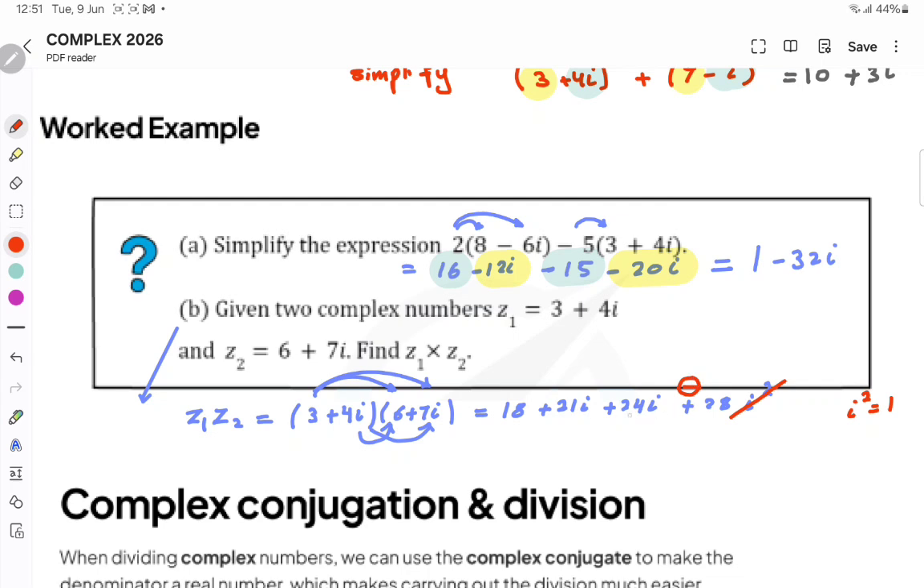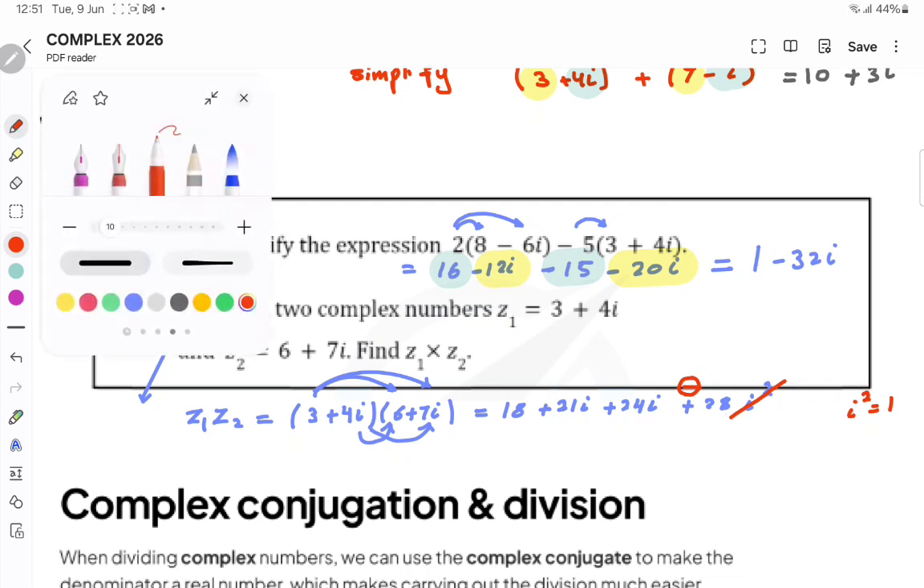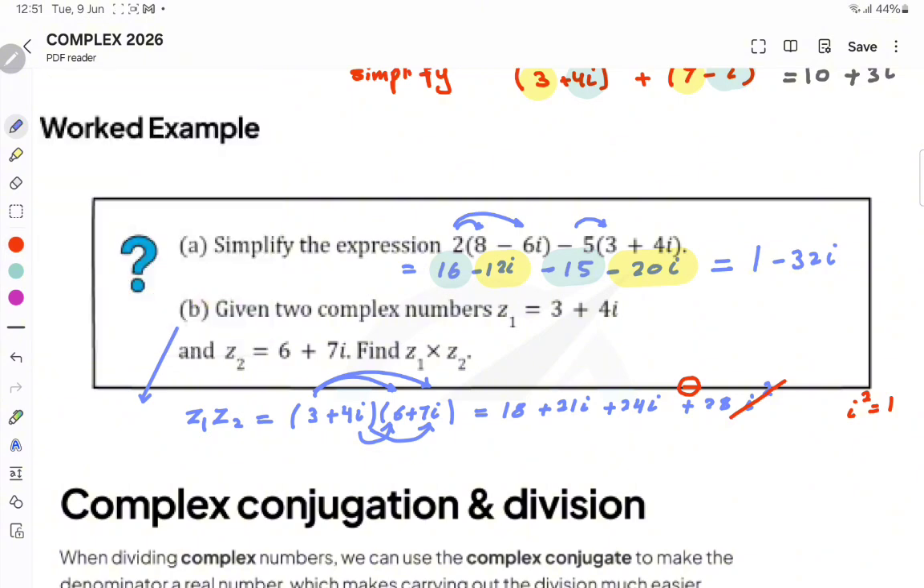The purpose of that is to change it from imaginary to real. Then we collect like terms after that. So it will be 18 minus 28, which is minus 10. Now we add the imaginary, which is 21 plus 24, it will be 45i. And that is the simplest form.